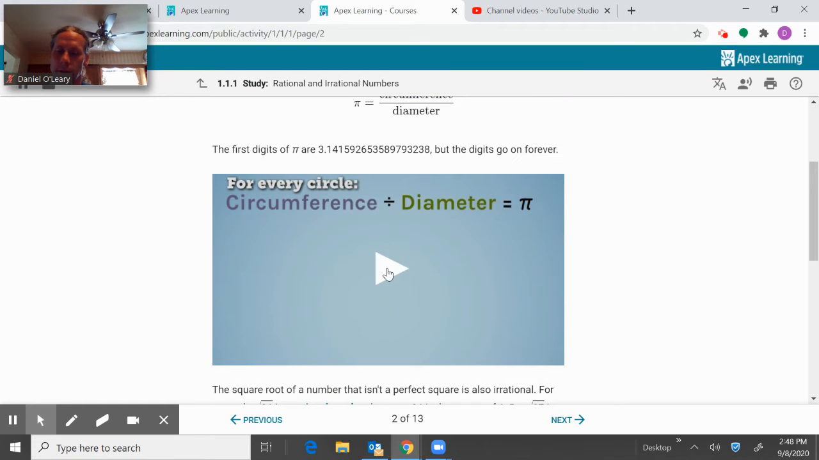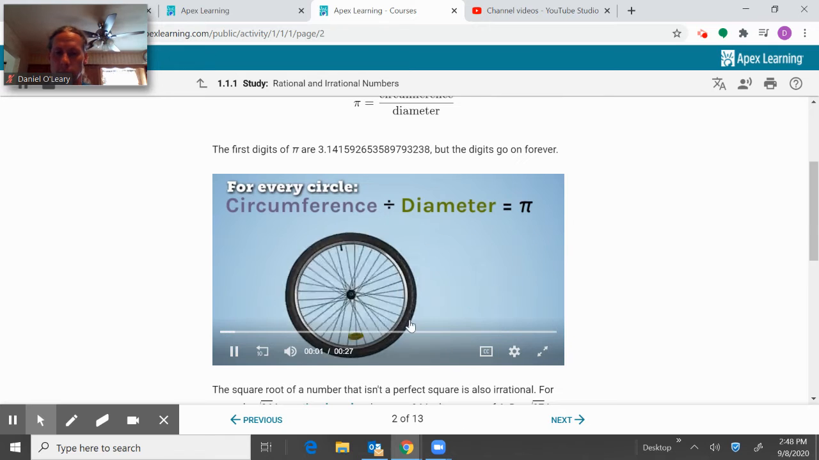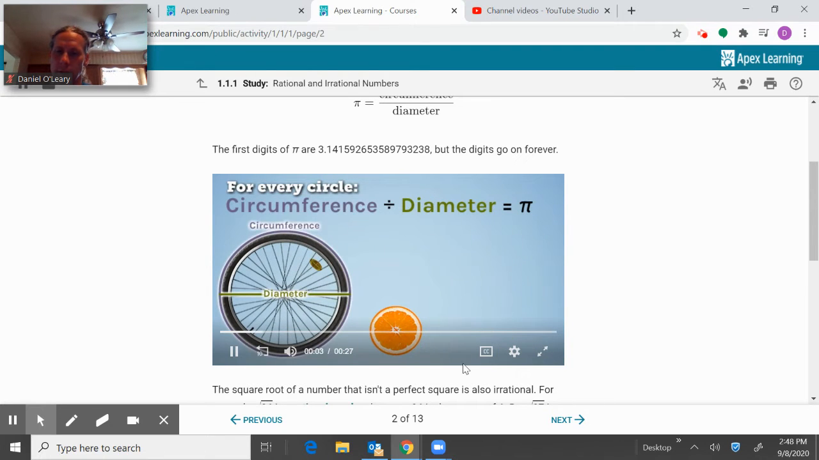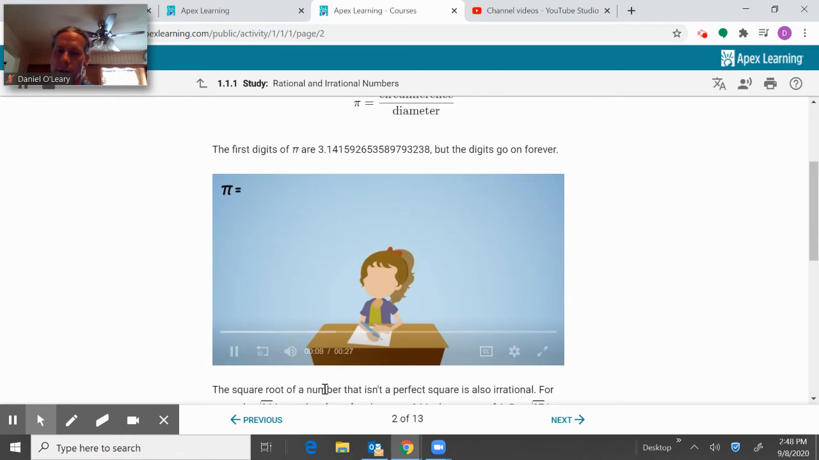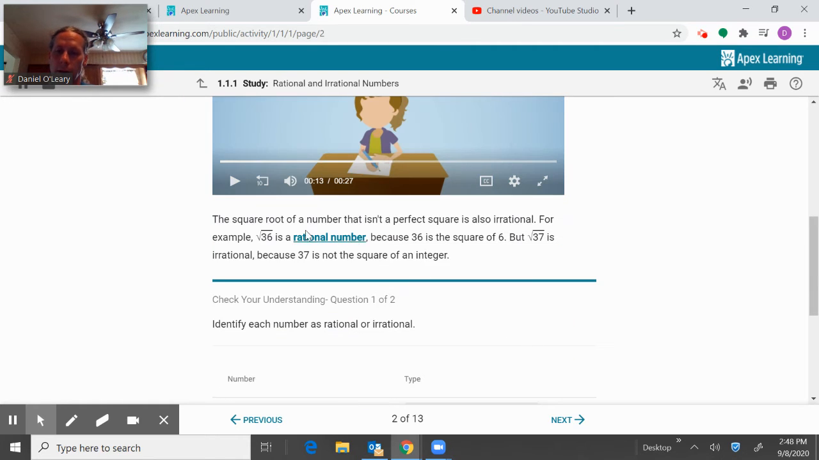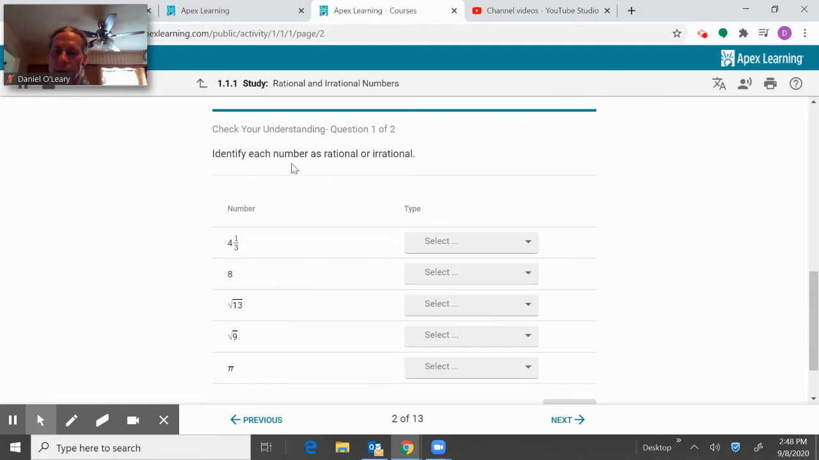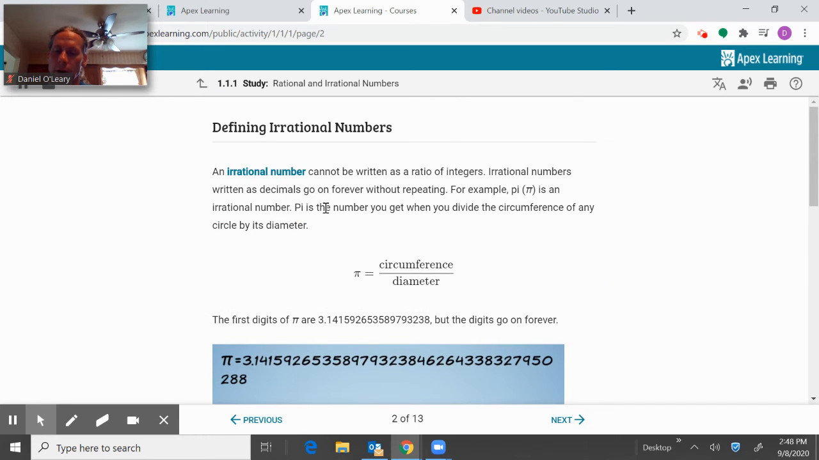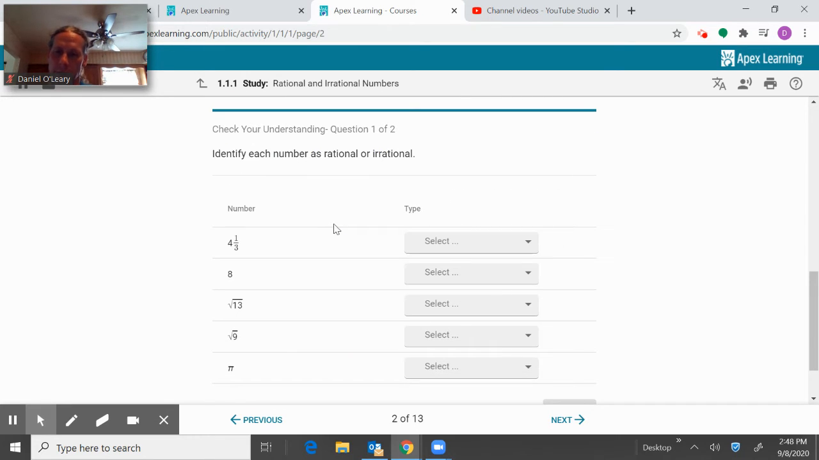And if you click something like this, it shows you a video. This gives you a 27-second video about figuring out the circumference divided by diameter equals pi. So you can watch that video. I would encourage you to watch every video that you need to watch. Again, it gives you more information below about what is a rational number, and to identify each number as rational or irrational, all depending on what you learn up here.